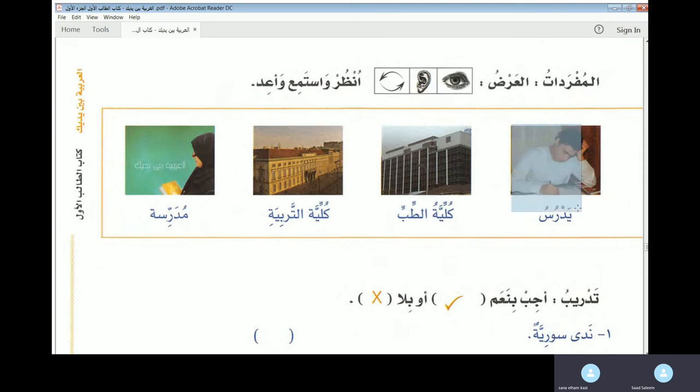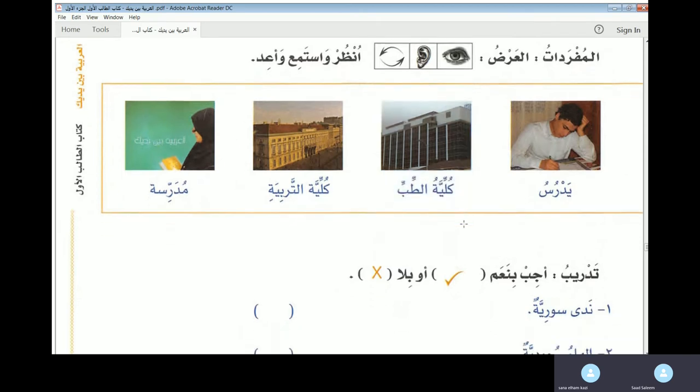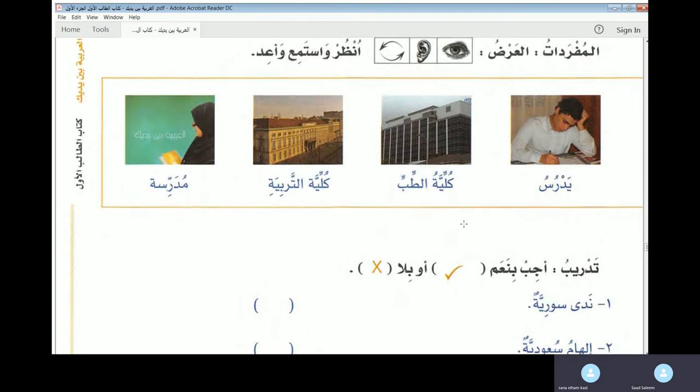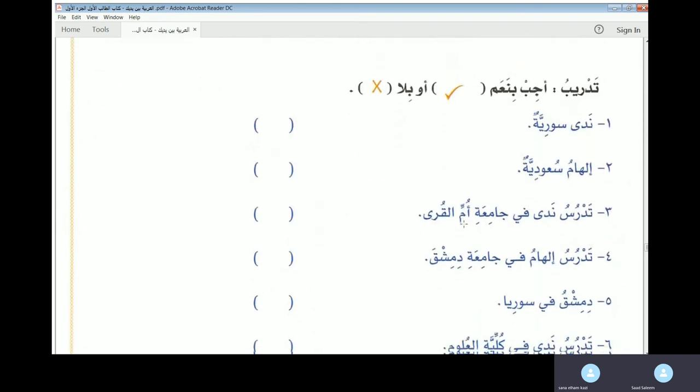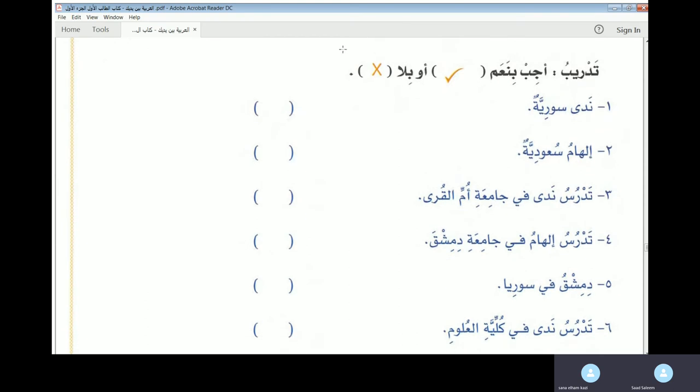Al Mufradatul Arabiyya. Yadrusu. He studies. Kulliyatut Tibbi, Faculty of Medicine. Kulliyatut Tarbiyati, Faculty of Education. Mudarrisatun, female teacher. Tadrib, exercise.